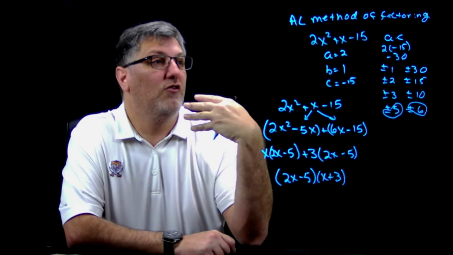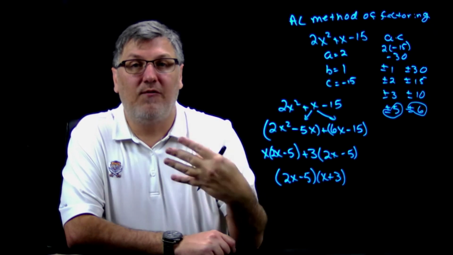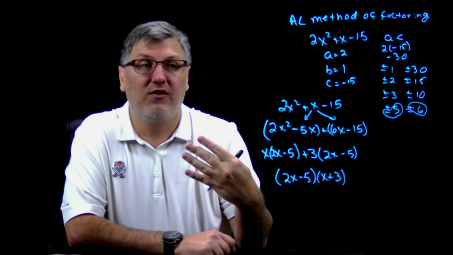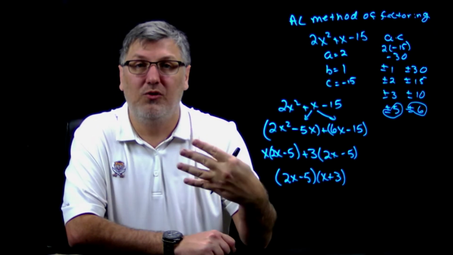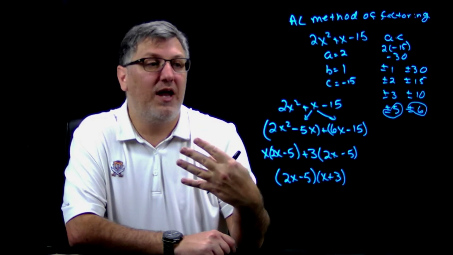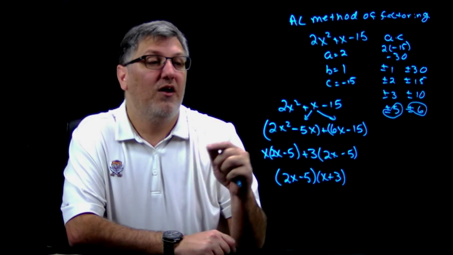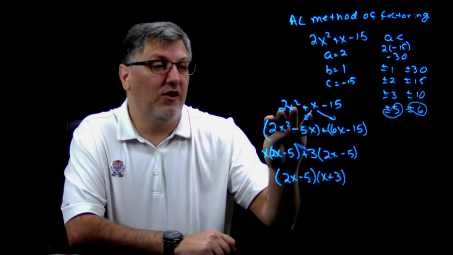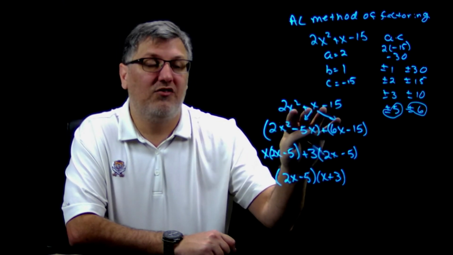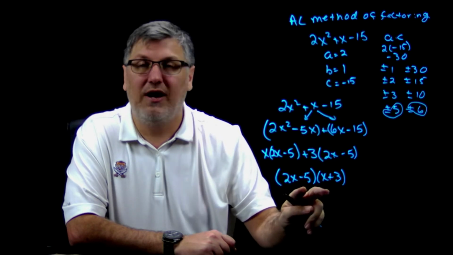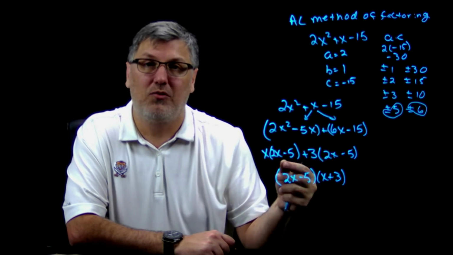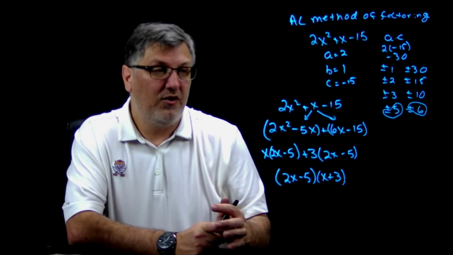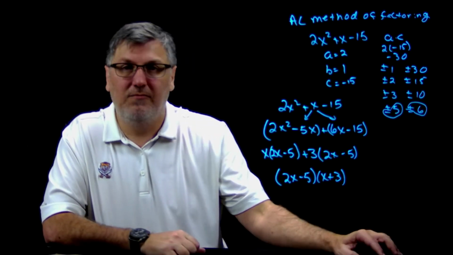So you can do this process every single time. If it factors, it'll work 100% of the time. So you can get into a rhythm of doing this. You can get this algorithm down, because that's all this is, an algorithm of basically undoing multiplication. Here, we have two terms that are being multiplied. We're undoing multiplication as we factor. So that is the AC method of factoring.